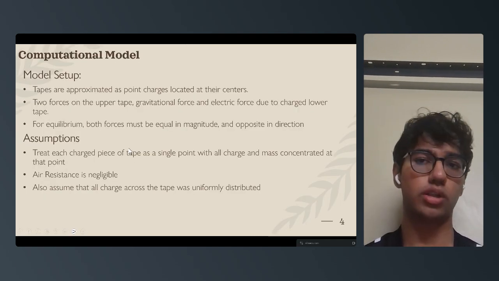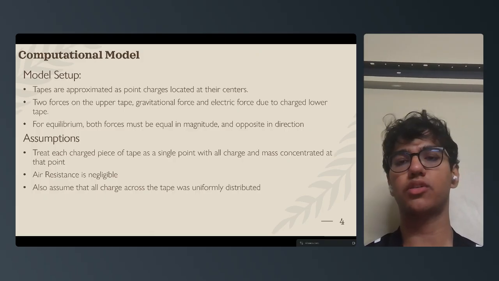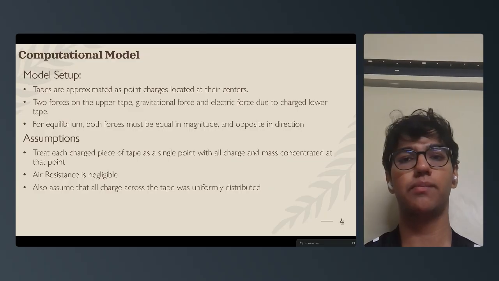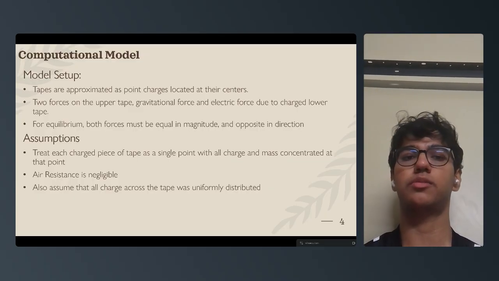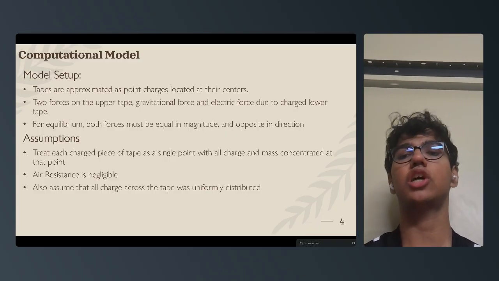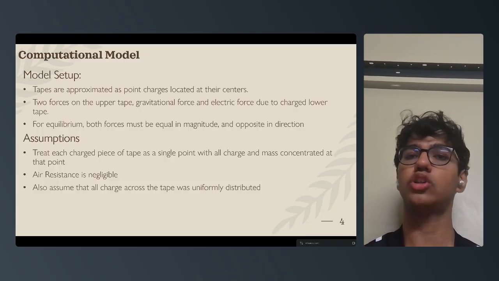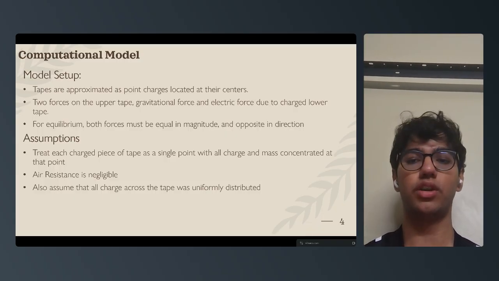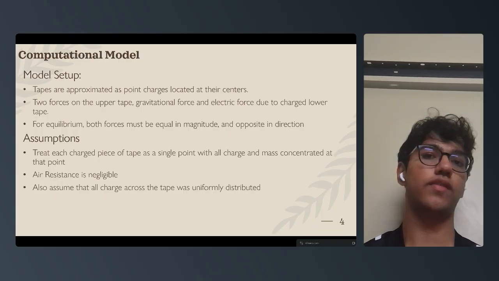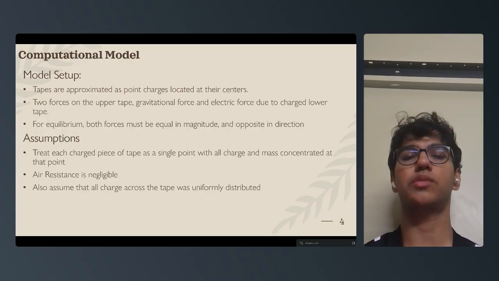Computational model setup. Tapes are approximated as point charges located at the centers. There are two forces on the upper tape: gravitational force and electric force from the lower tape's charge. For equilibrium, both forces must be equal in magnitude and opposite in direction. So assumptions: you treat each charged piece of tape as a single point with all charge and mass concentrated at that point. Air resistance or drag is negligible, and it wasn't factored into calculations. Also assume that all the charge in the tape was uniformly distributed across the tape.